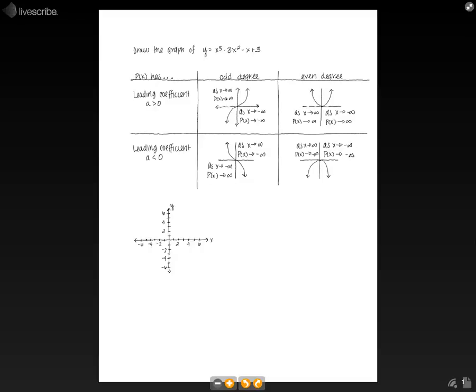In this pencast, we're going to be learning about graphing functions. So this problem says, draw the graph of y equals x cubed minus 3x squared minus x plus 3. So the first thing we want to do is talk about end behavior.